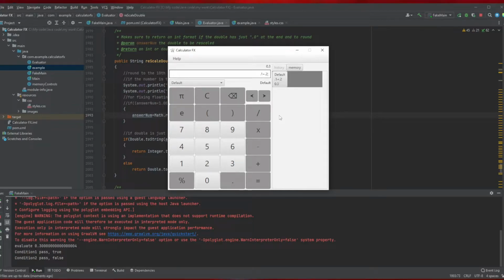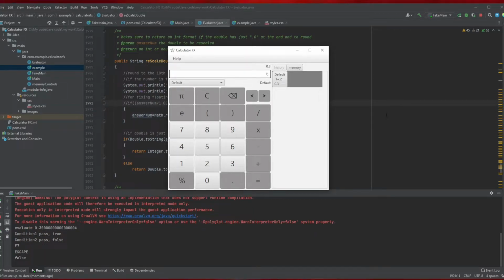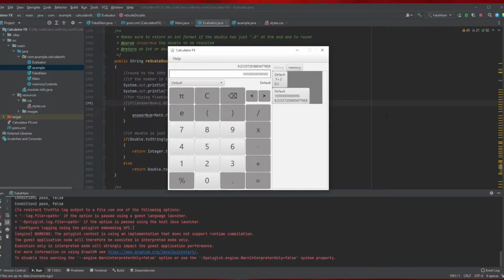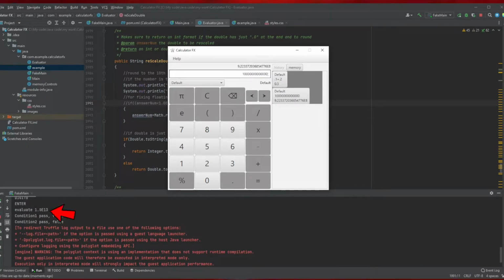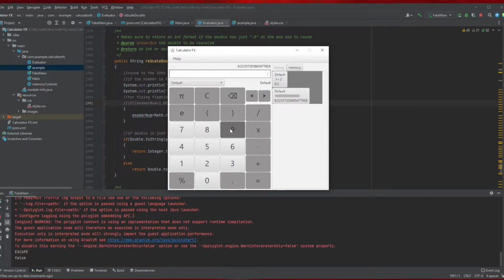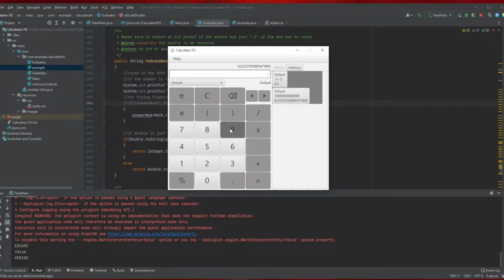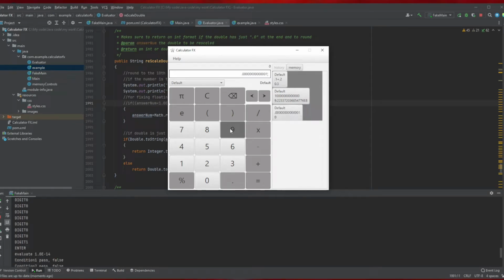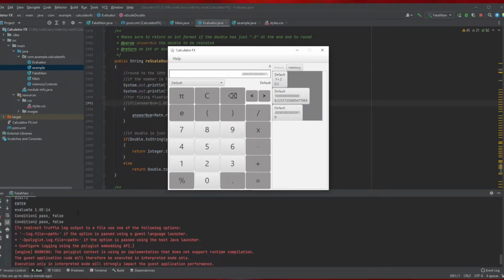But this comes with its own can of worms. What if we have a number that is way too big? That shouldn't be the answer, right? It should be something similar to this. Or, what if we have a number that's way too small? It'll round down to 0, when it should be something similar to this. So, we're getting more imprecision because of this. That's not a very good solution.